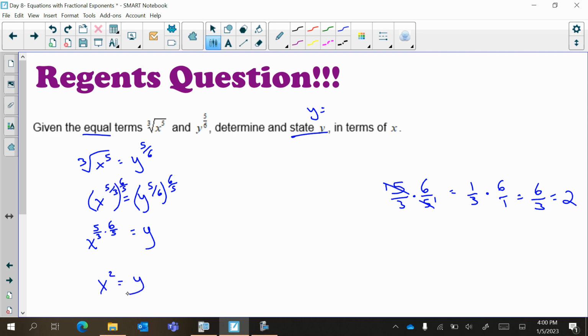And keep in mind, you do not need a plus or minus because that exponent was odd. So there is no plus or minus. And we have our answer. Y is equal to x squared.